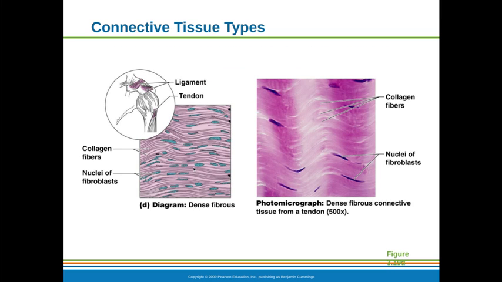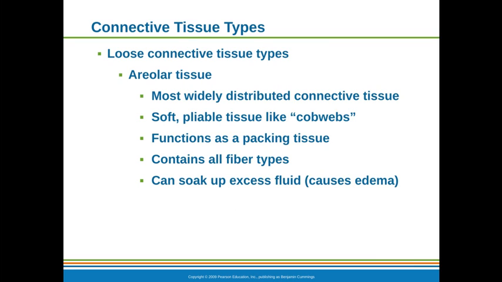Okay, so we see this wavy appearance, so to say. We can see the nuclei of our fibroblasts here, these dark staining parts, and then the lighter regions being the collagen fibers that are produced. Now, we also have loose connective tissue types.